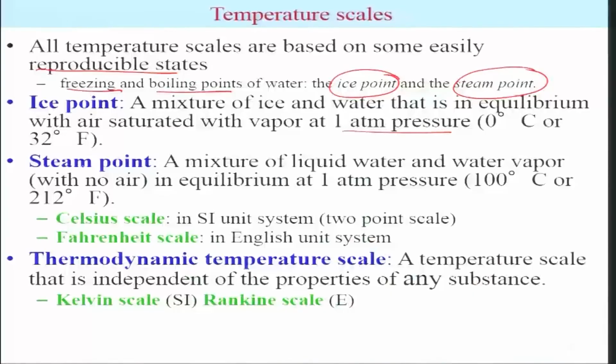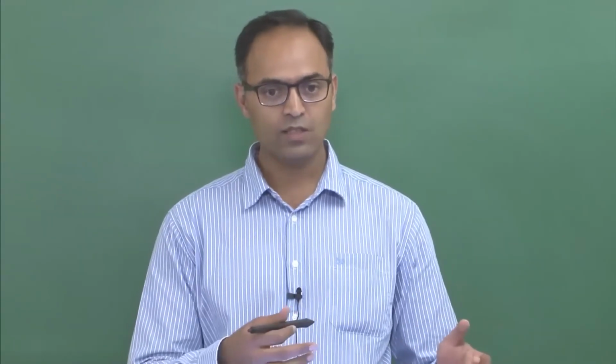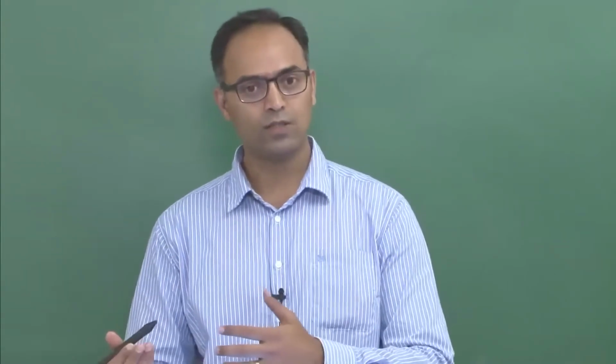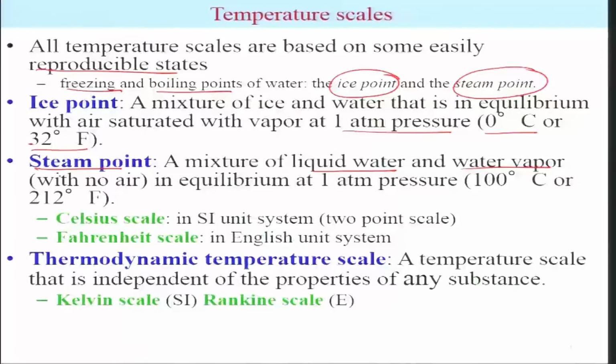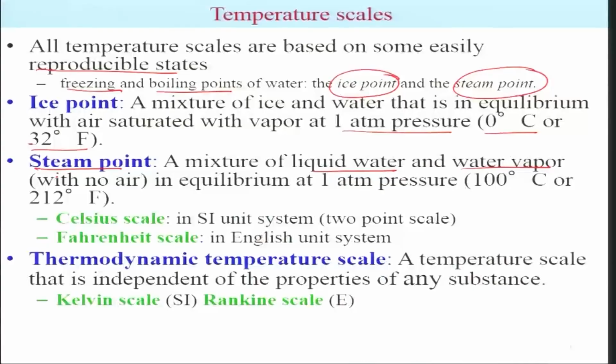And then you have this steam point, which is a mixture of liquid water and water vapor with no air. So for ice we have defined something called 0 Celsius and 32 Fahrenheit. These are the two different units which are used. Celsius is more of an SI unit, and Fahrenheit is an English unit. The other point, at a much higher temperature, is the steam point. So steam point is 100 degrees Celsius or 212 degrees Fahrenheit.